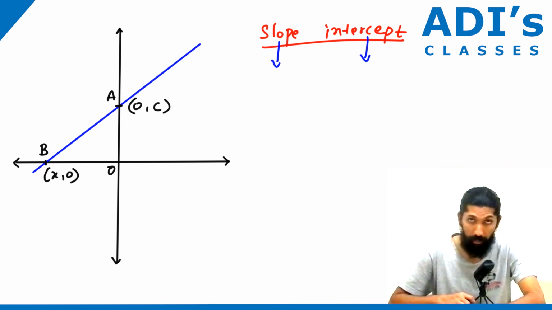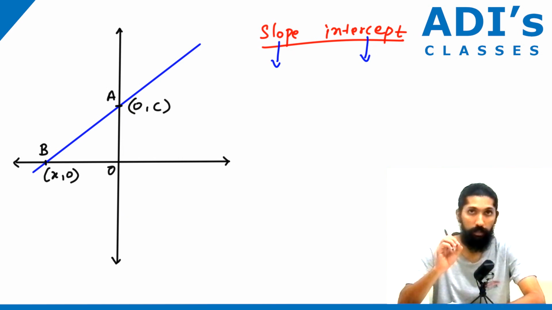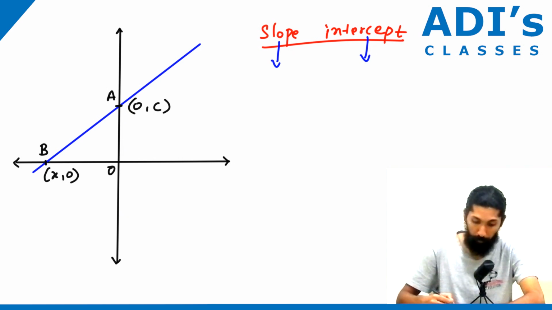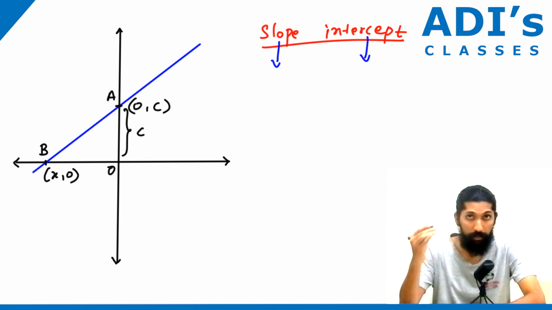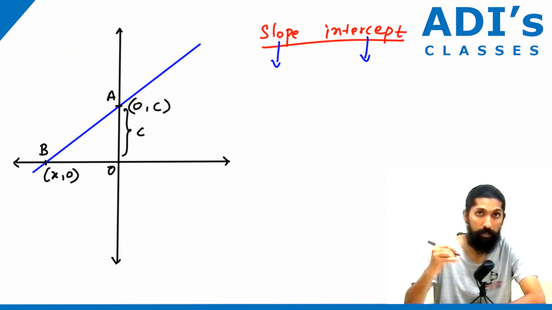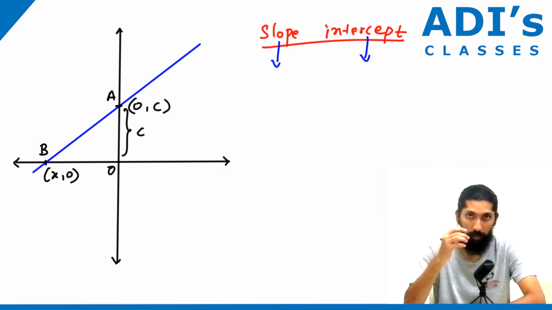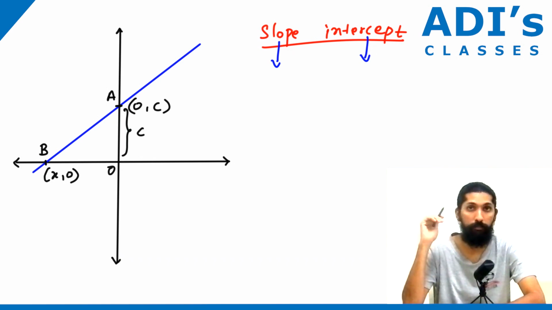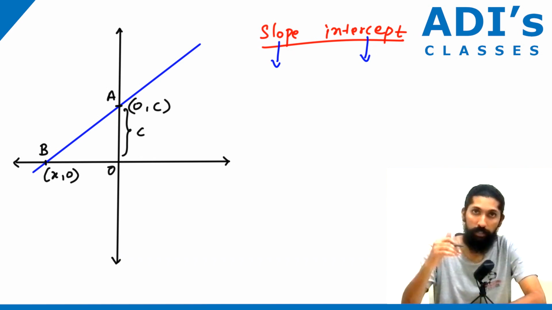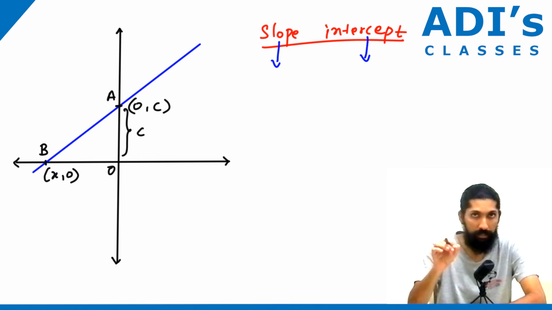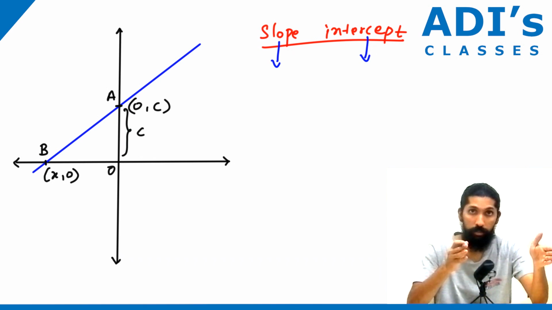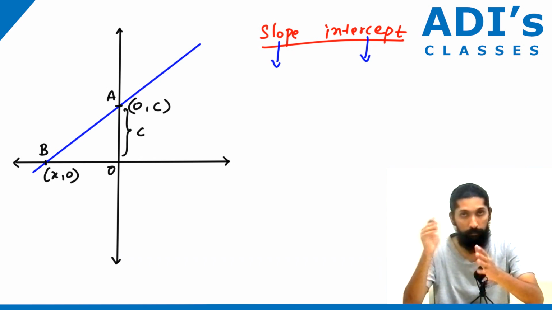Before we come to the equation of the line, first let's understand the meaning of this intercept. From point O to point A, this distance is going to be c units. Suppose c is positive, then the line cuts the y-axis above the origin. If c is negative, it's going to cut below the origin. Clear? If the x-intercept is negative, it's to the left side of the origin. If it is positive, it's to the right side of the origin.